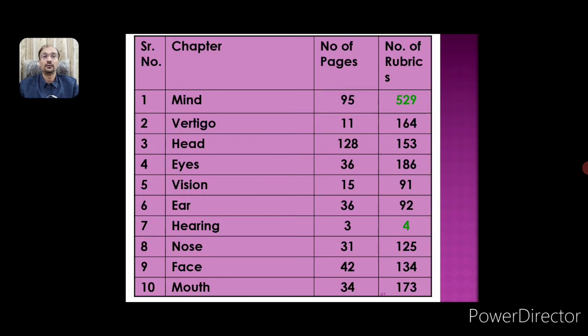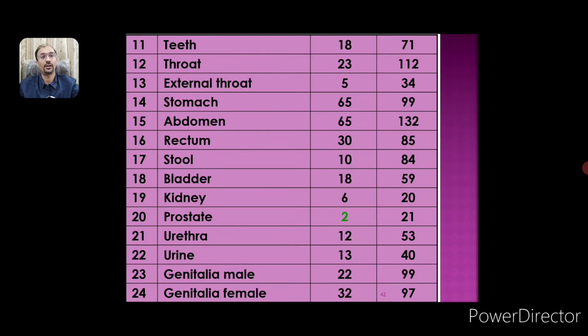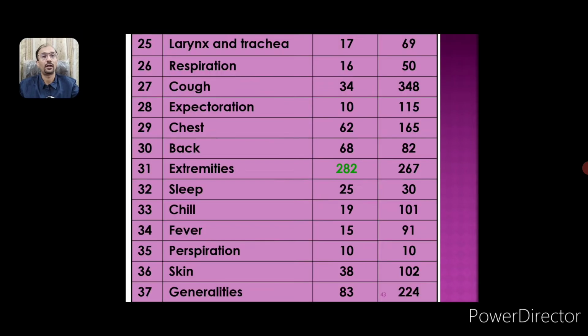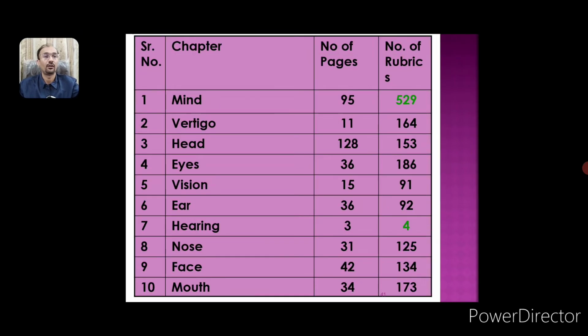So there are a number of chapters with the number of pages and total number of rubrics they contain. I had provided this as a reference work, so you may go through it later on. The only thing I am going to highlight over here is that the maximum number of rubrics is in the chapter of mind, a total of 529, and the least number of rubrics is in the chapter on hearing, where you will only find 4 rubrics.